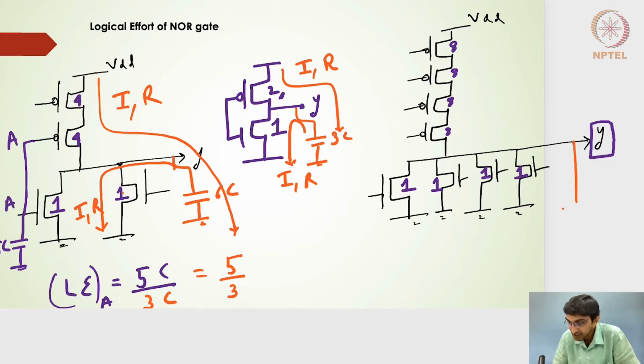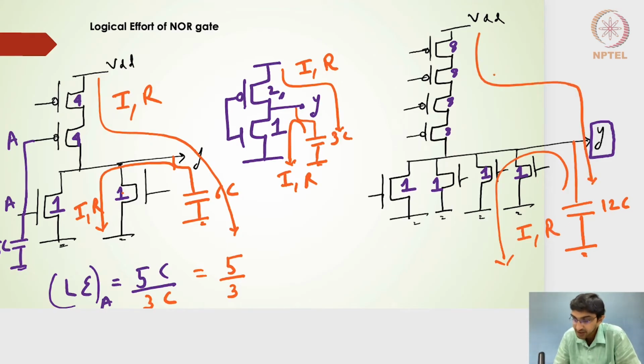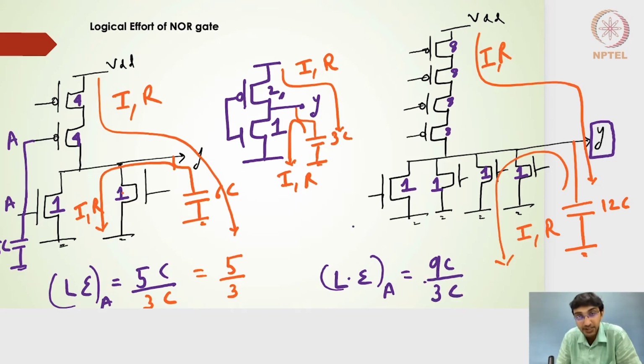The output capacitance, just for our own understanding, will be nothing but 8 plus 1 plus 1 plus 1 plus 1, which is 12C. So the output capacitance, while it is discharging, will be discharging with a current of I and then the falling resistance of R. And while it is charging, it will have a rising resistance of R, and the charging current will be nothing but I. Right. So in that sense, the logical effort in this case will be the logical effort of one of the inputs. I'm considering it as an A input. So it will be nothing but 8 plus 1, which will be 9. 9C by 3C. 3C is coming from the benchmark 2:1 inverter. So I will get 9 by 3.